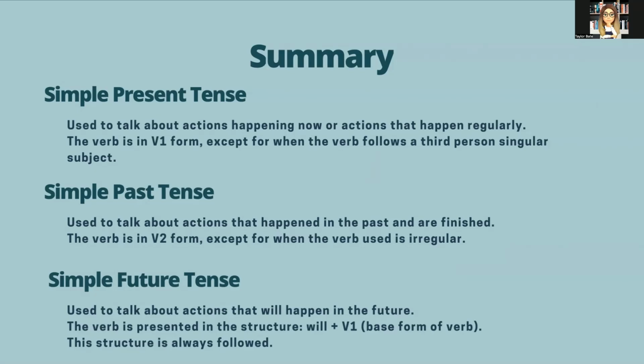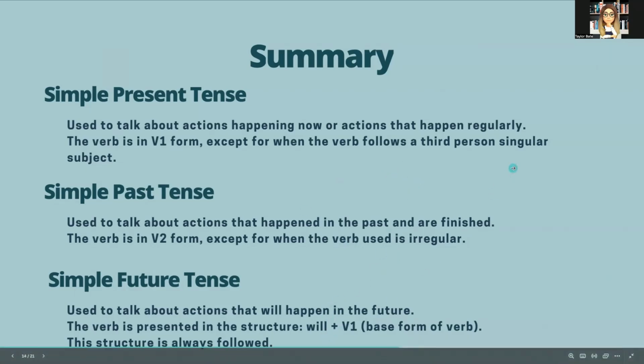Simple future tense. We use simple future tense to talk about actions that will happen in the future. The verb is presented in the structure will, which is an auxiliary verb or a helping verb, plus the base form of the verb that you are using, which is otherwise known as V1. This structure is always followed, no matter what. So maybe this one is the easy one. The other ones have little rules that you have to remember, but this one, it's just the same thing every time.